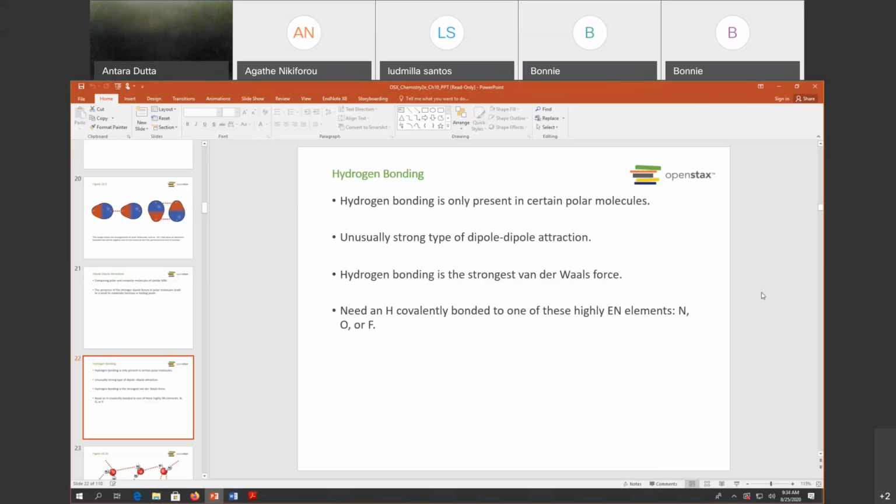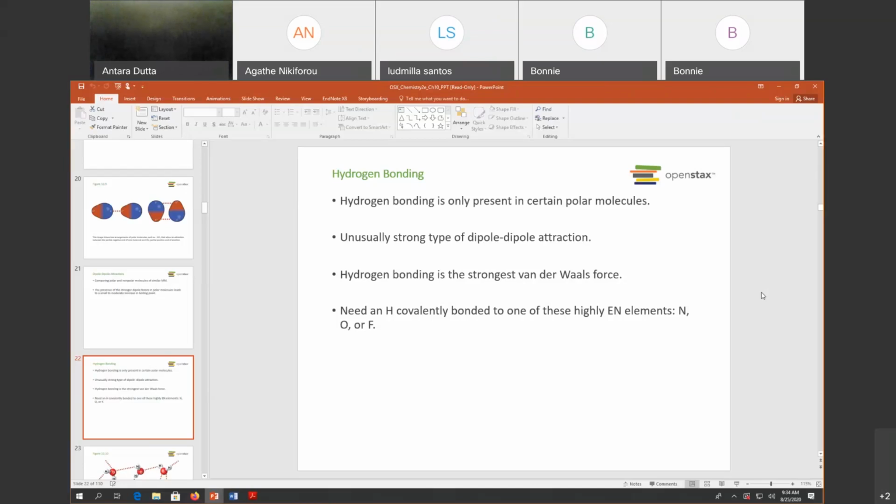Again, I'm going back to the VSEPR, and you guys may be thinking why she goes back to the VSEPR. Because it is all connected. So the VSEPR structure of water looks like this. Two O-H bonds and two lone pairs on the oxygen. Water is a polar molecule. So how come it can have hydrogen bonding?